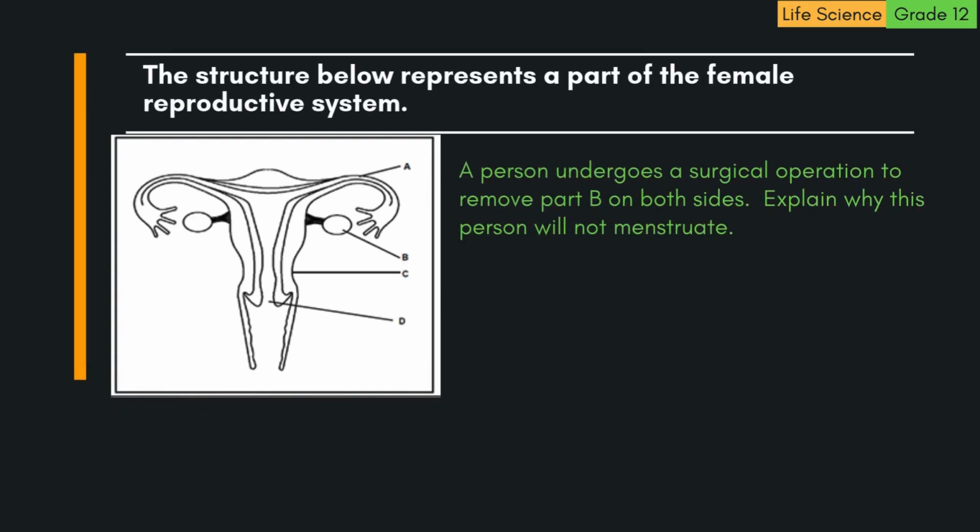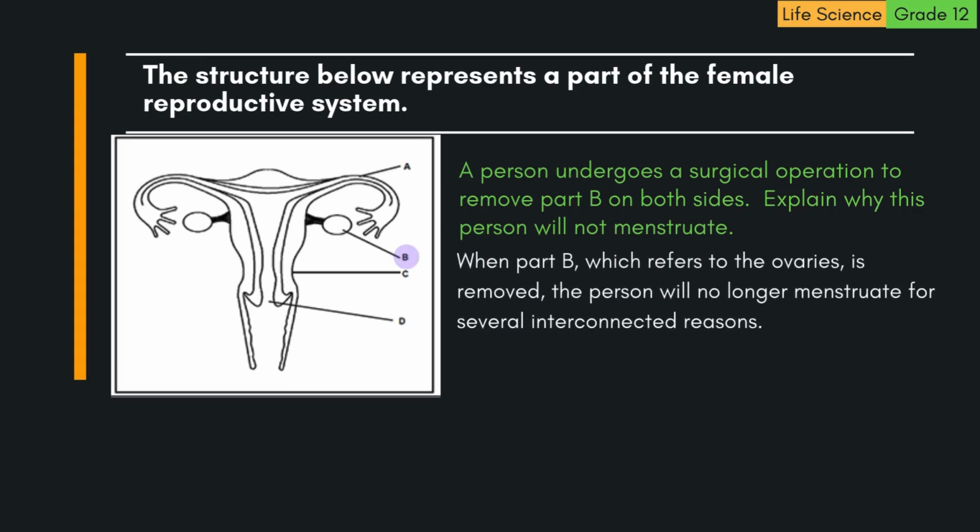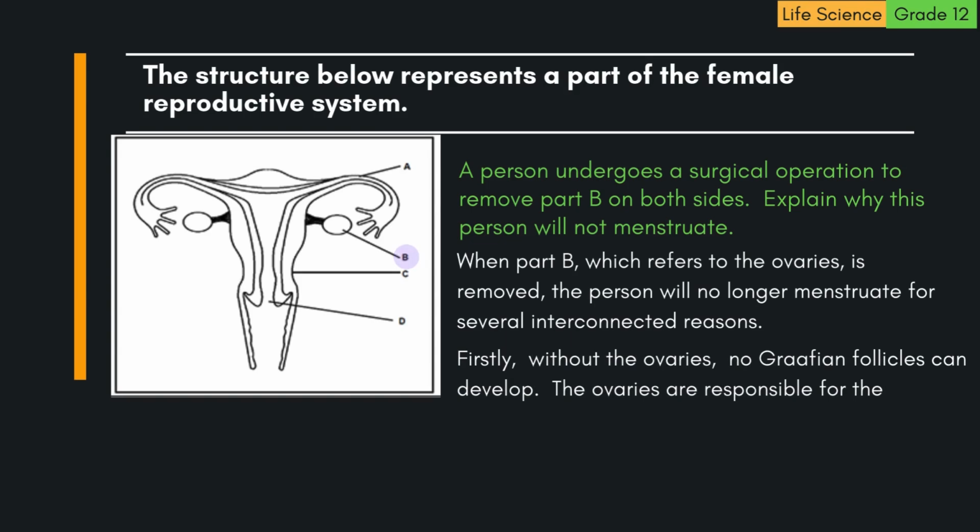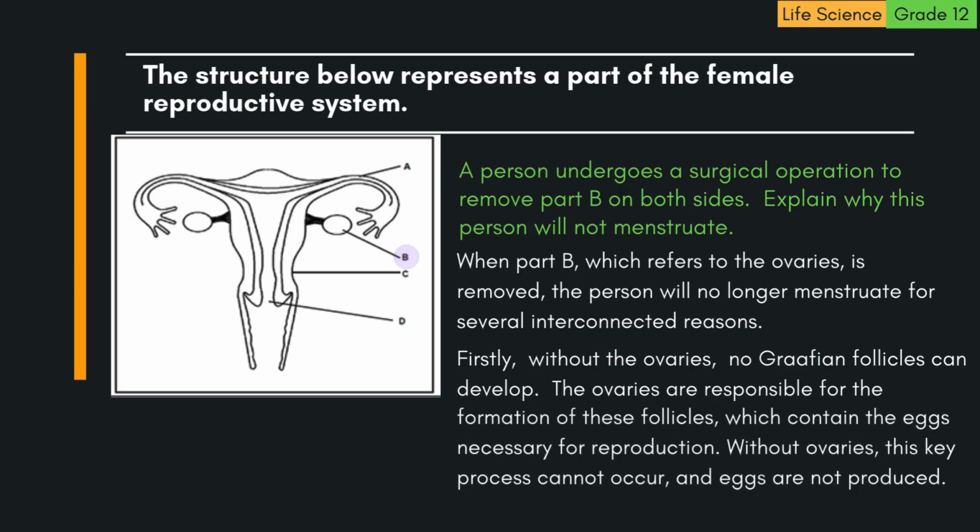Question. A person undergoes a surgical operation to remove Part B on both sides. Explain why this person will not menstruate. When Part B, which refers to the ovaries, is removed, the person will no longer menstruate for several interconnected reasons. Firstly, without the ovaries, no Graafian follicles can develop. The ovaries are responsible for the formation of these follicles, which contain the eggs necessary for reproduction. Without ovaries, this key process cannot occur, and eggs are not produced.